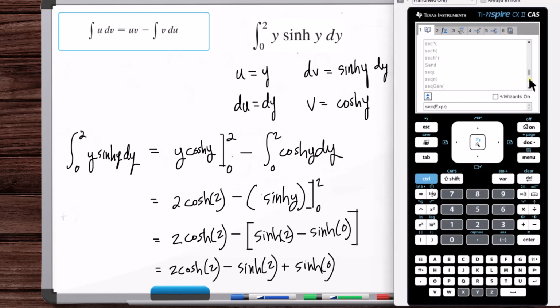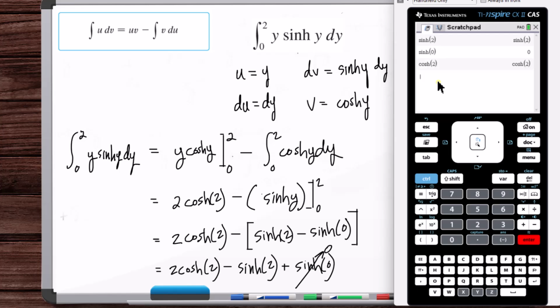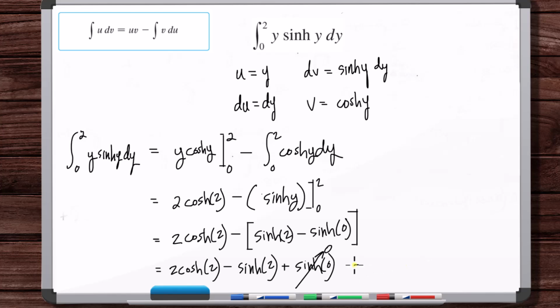All right, so let's see. Hyperbolic sine of 0 is 0, okay? And then hyperbolic cosine of 2. So 2 times this minus this. I mean, that doesn't simplify, so I'll just put 2 cosh 2 minus sinh 2.